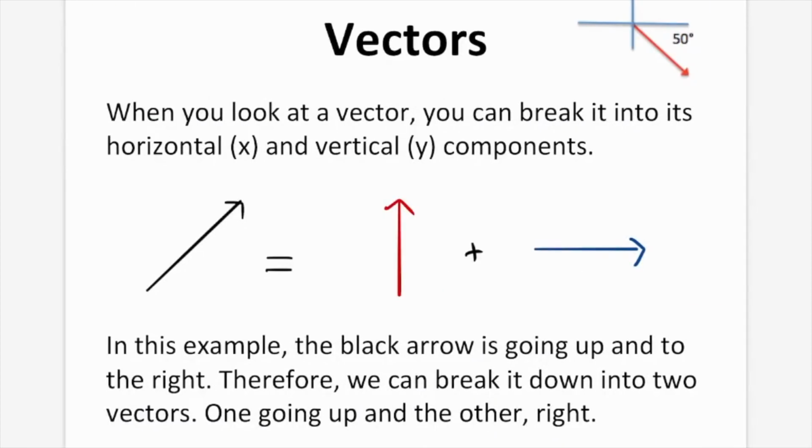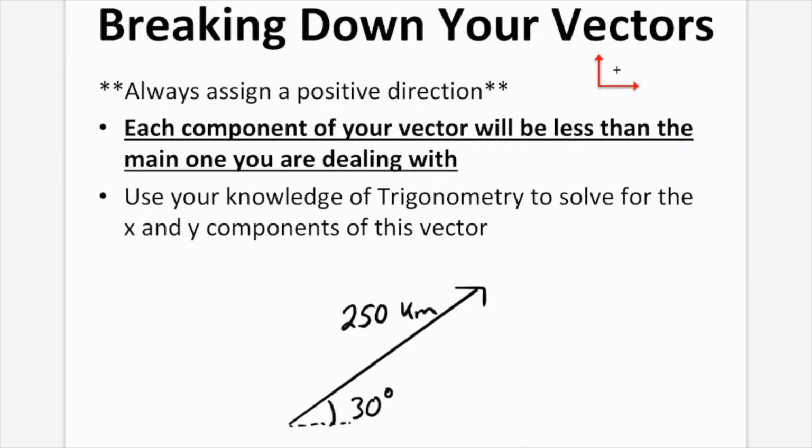Vectors. When you look at a vector, you can break it into its horizontal, its x, and its vertical components. So if we have our diagonal vector here on the left-hand side in black, you can see that we can break that down into our red vertical and our blue horizontal. And we can do this with any kind of direction. We're simply going to take the vector and break it into its components. So how do we break our vectors down?